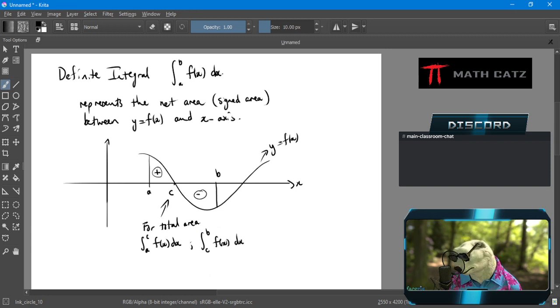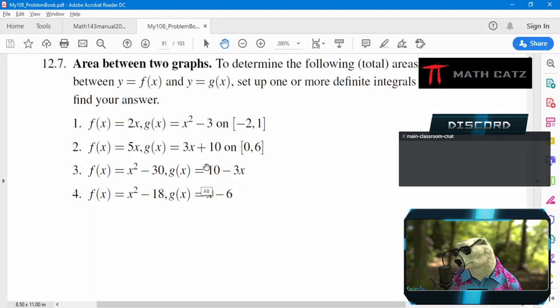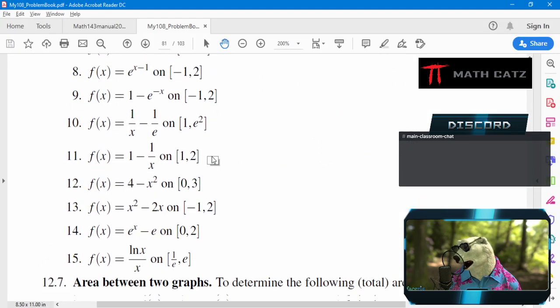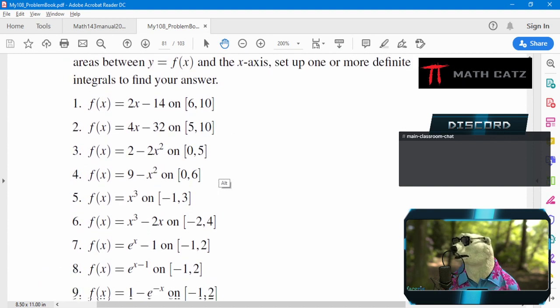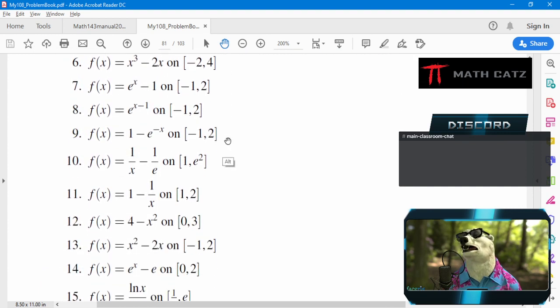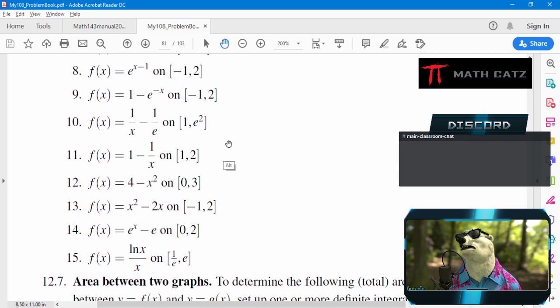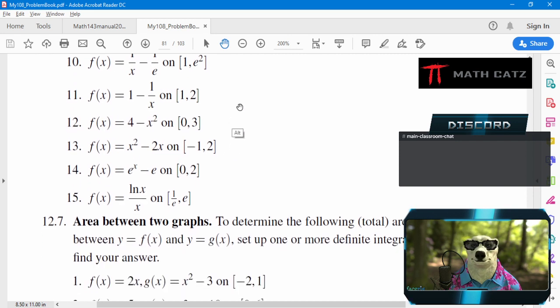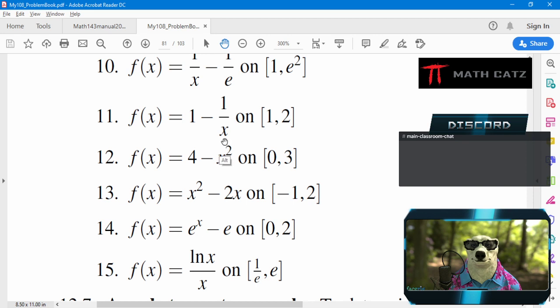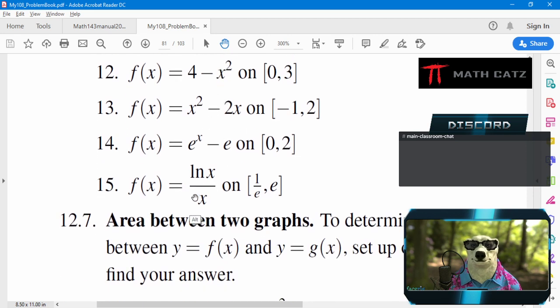So we've done some examples on this, and you're welcome to do more. I think we've done enough, but we can do one more. Let's, for example, just pick an easy one. Let's just pick number 12. Where's 12 now? This one. Just to make it easy, in the case where I can graph it and visualize what's happening. So I have 4 minus x squared on 0 to 3.